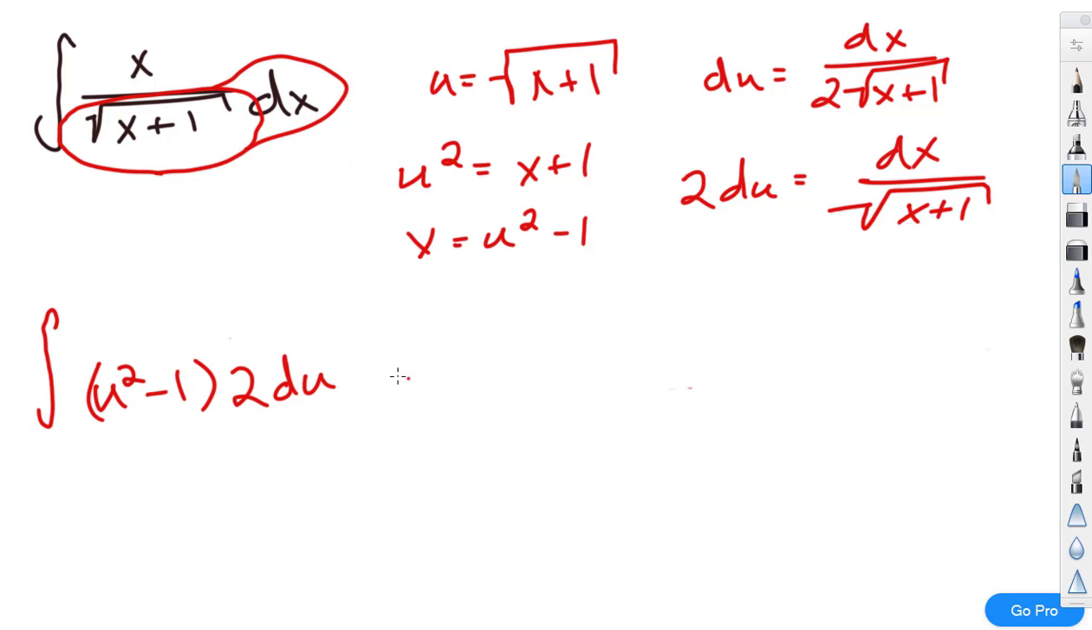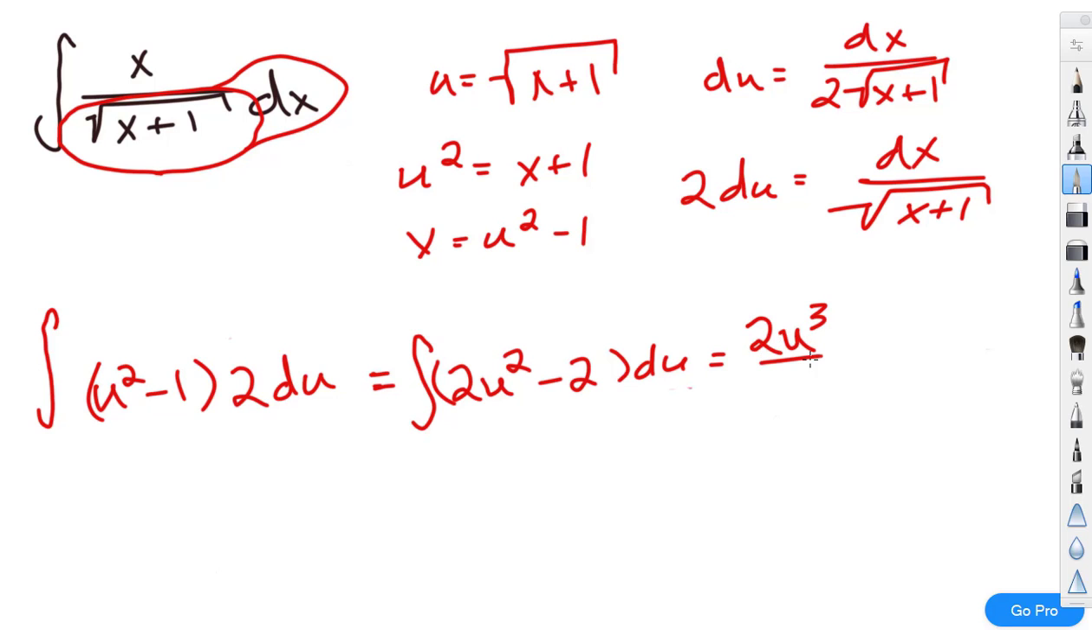Alright, great. So now what I can do is rewrite that as 2u squared minus 2 du. Take the antiderivative of that. Remember that 2 just hangs out in front, so it's going to be 2 u to the third divided by 3, oops, minus 2u plus c.